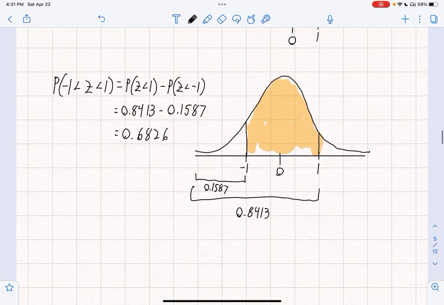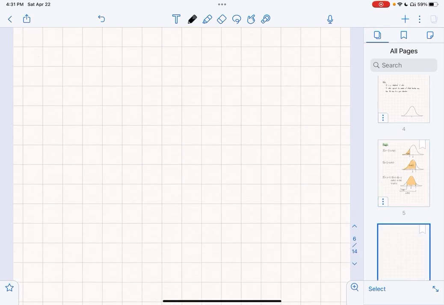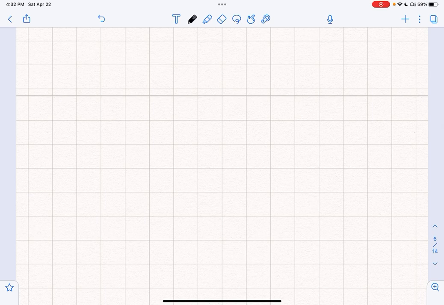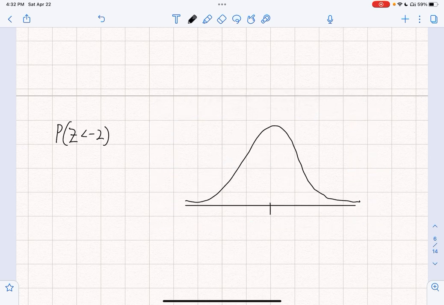Okay, so let's do another example. Now let's do the same thing, except let's do this with 2's. So let's say we want z less than -2. So let's draw this. So still centered on 0, but now instead of -1, we're going to look up -2. So we want the area to the left of -2, which is going to be here.